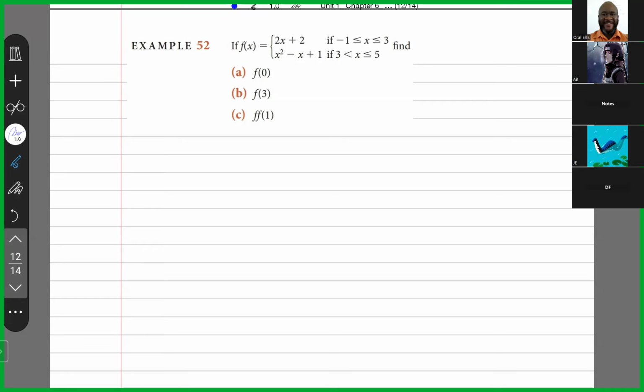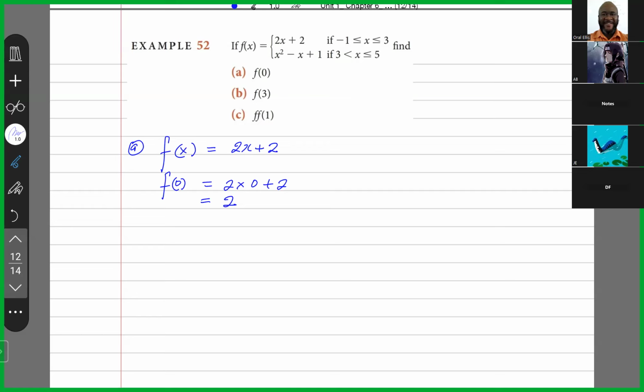All right, so let's find f of 0. First of all, 0 is between minus 1 and 3. So when x is equal to 0, f of x is defined as 2x plus 2. So f of 0, wherever I see x, I'm going to put 0. 2 times 0 plus 2 is equal to 2. So f of 0 is equal to 2.